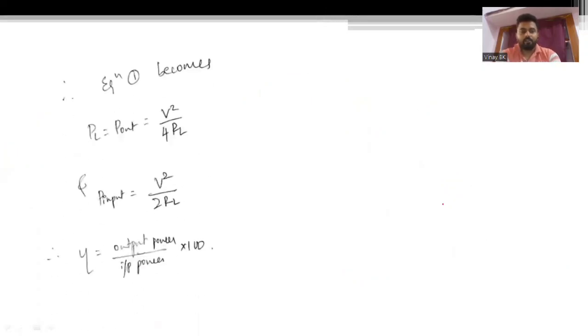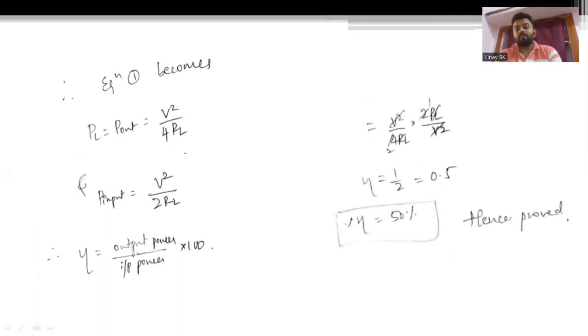See now, V square divided by 4RL, V square divided by 2RL. Output power is V square by 4RL. Input power is V square by 2RL. Just substitute, you will get V square by 4RL divided by V square by 2RL. You will get 1 by 2, which is nothing but 0.5. Always you have to write efficiency in terms of percentage. So multiply that 0.5 into 100, you will get 50%, and that will be the proof.